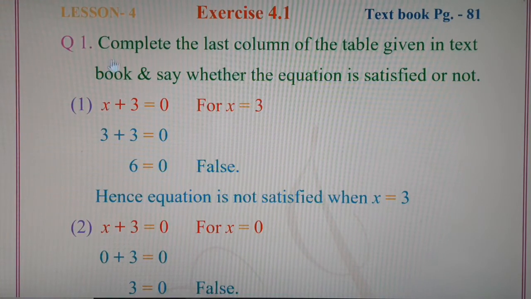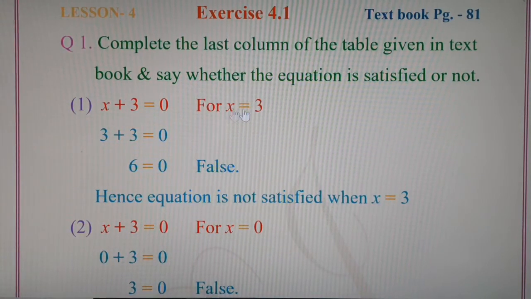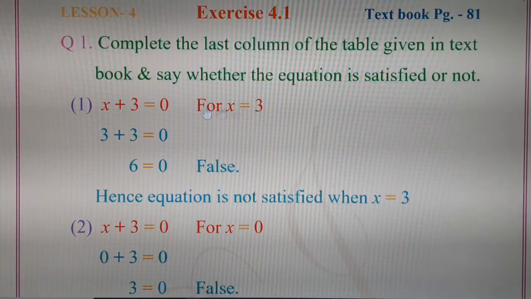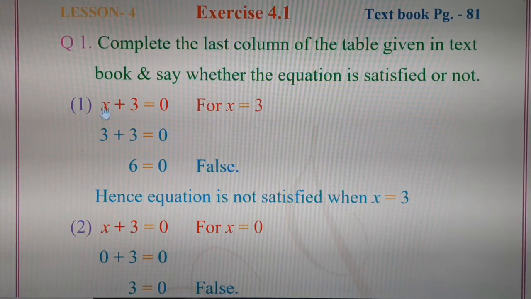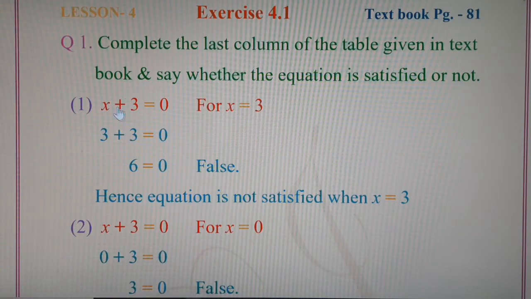The first question is, complete the last column of the table given in the textbook and say whether the equation is satisfied or not. So here in the first sum, it is given x plus 3 equal to 0 for x equal to 3. Now the value of x is given, that is 3, and in the equation we have to substitute the value of x. That means instead of x we have to write 3 and the rest of the things we have to copy as it is. So instead of x we write 3, plus sign we copy, 3 we copy, equal to we copy, and 0 we copy.